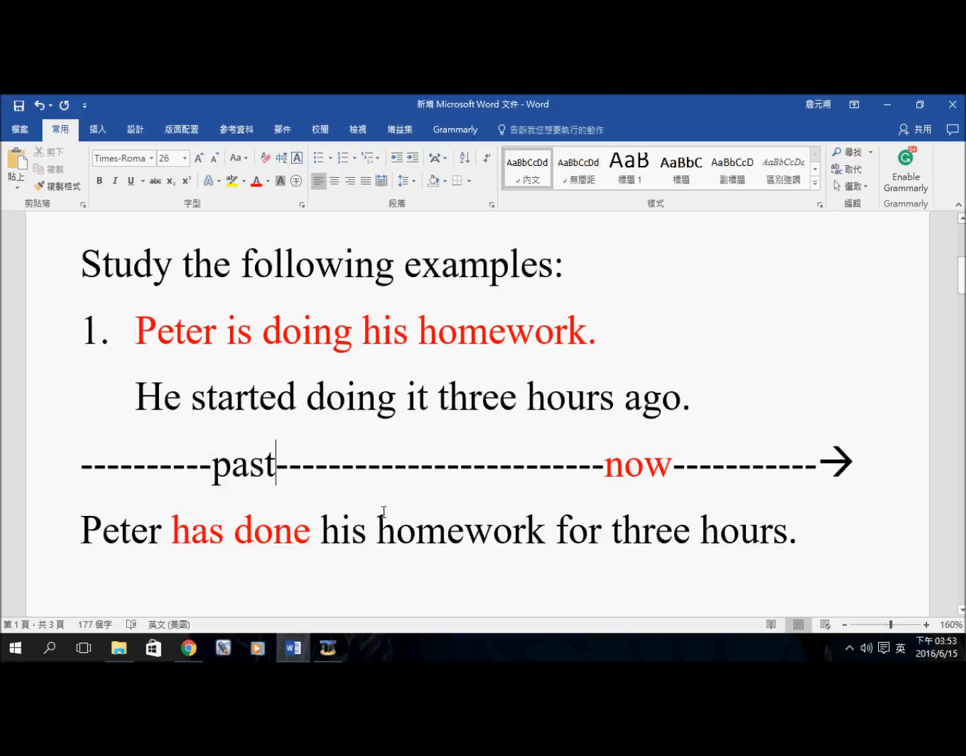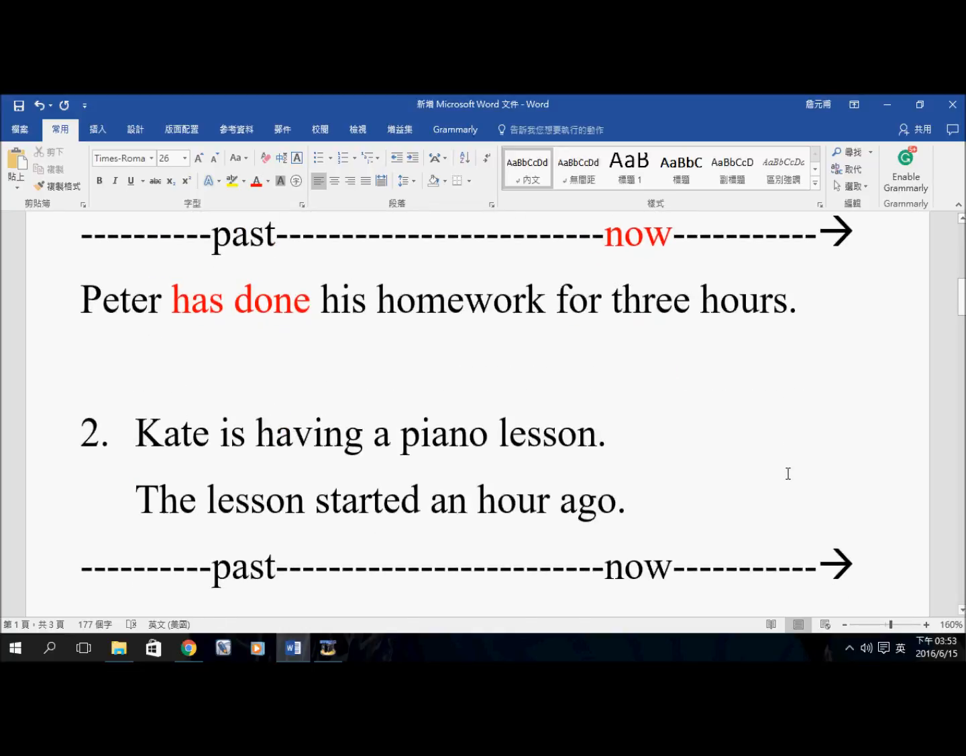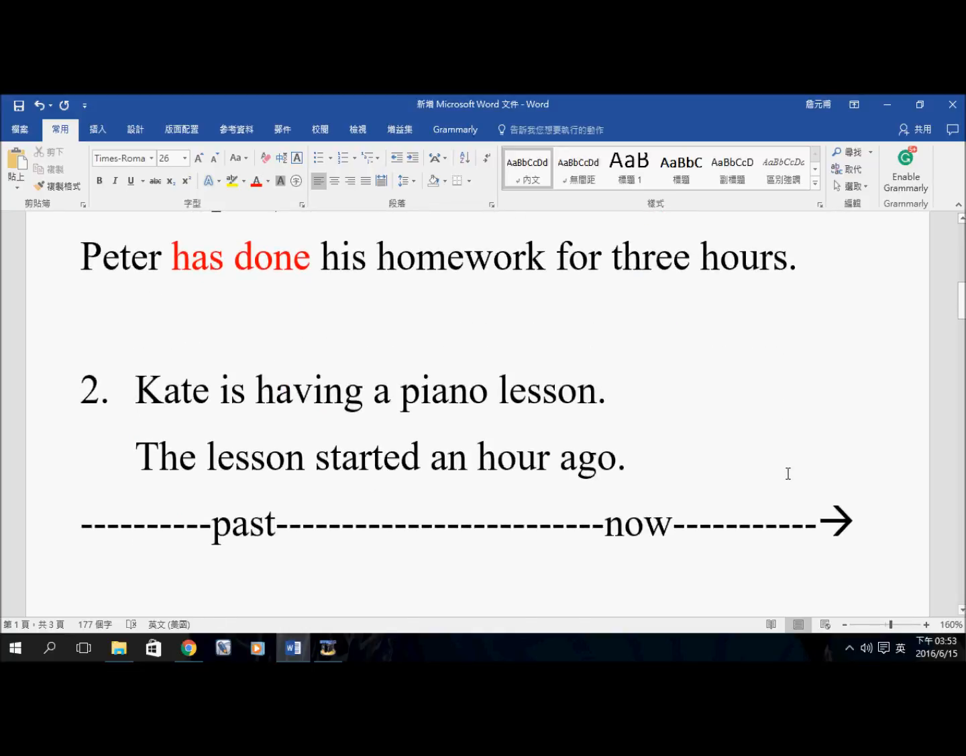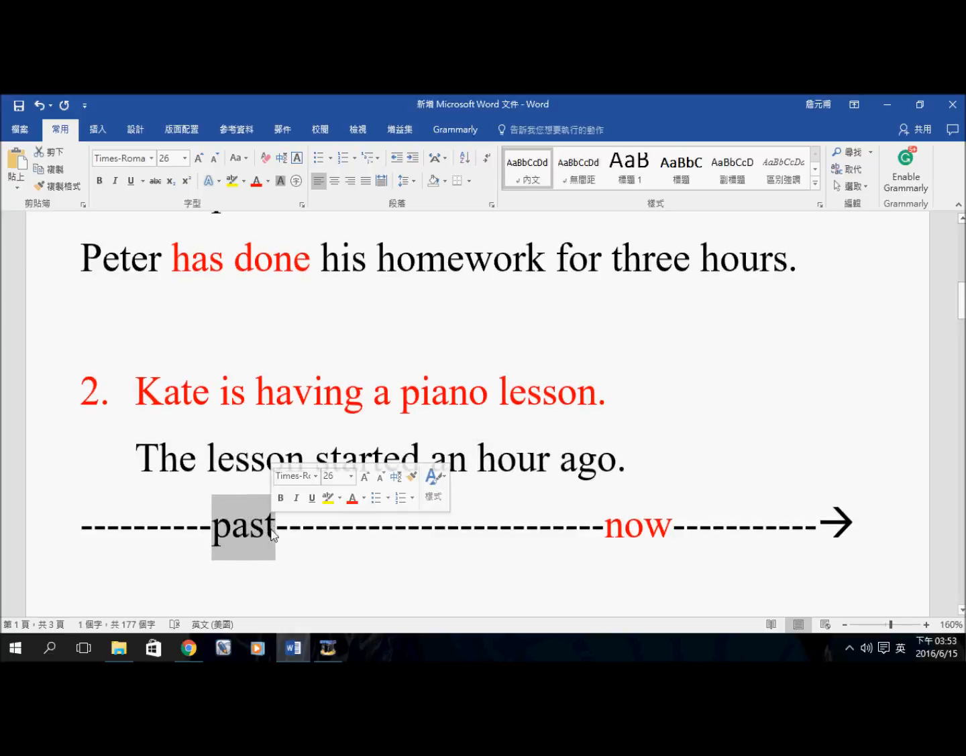So this example number 1. We can use present perfect tense for this, but we can also use the new tense that we are about to learn. It's called the present perfect continuous tense. But before we do that, let's take a look at the second example too. Second example, Kate is having a piano lesson. So we know now, at the moment of speaking, Kate is having a piano lesson. So this is what's happening right now. And then the piano lesson actually started an hour ago.